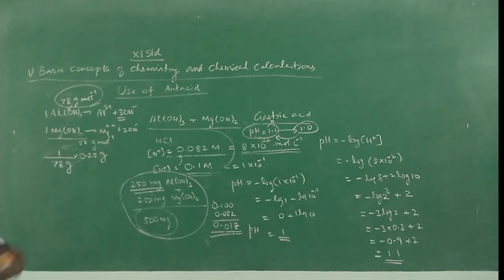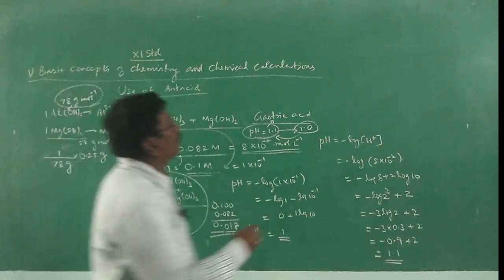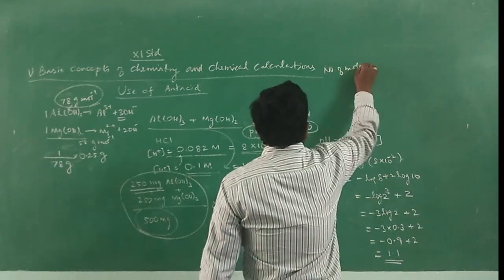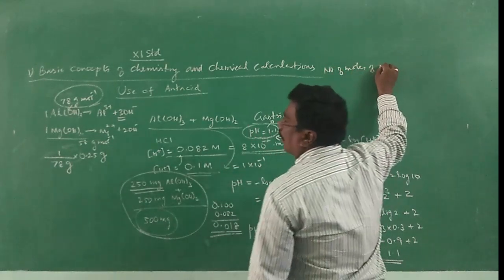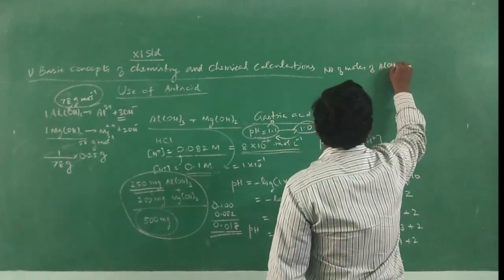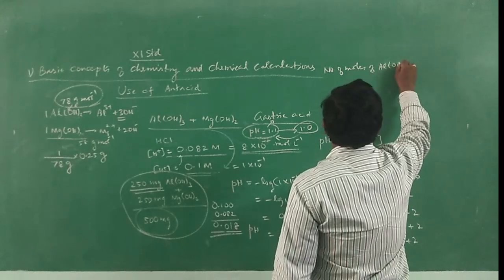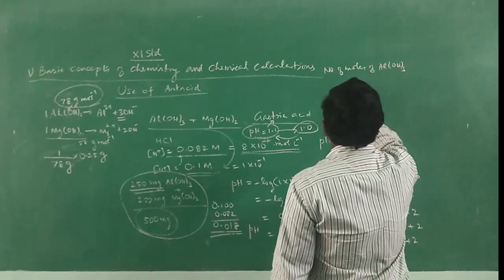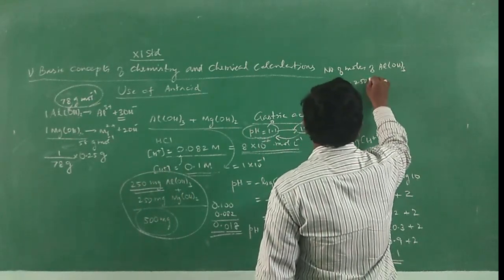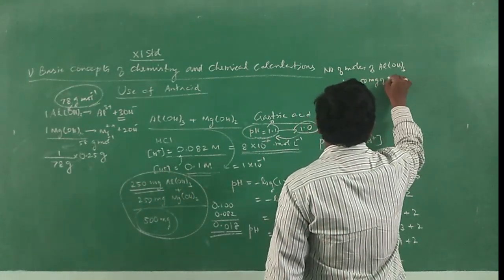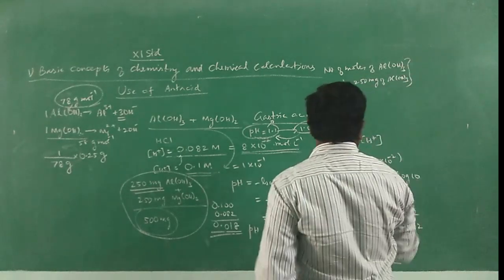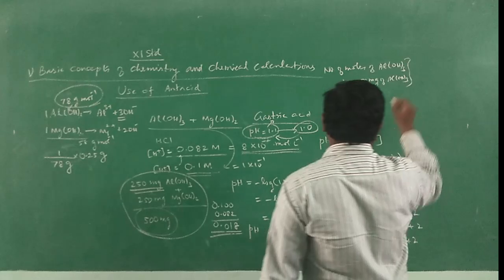Let me write the other side. Number of moles of aluminum hydroxide in 250 mg of aluminum hydroxide. So we have taken 250 mg of aluminum hydroxide. How many moles will be contained? That's what we are going to see.